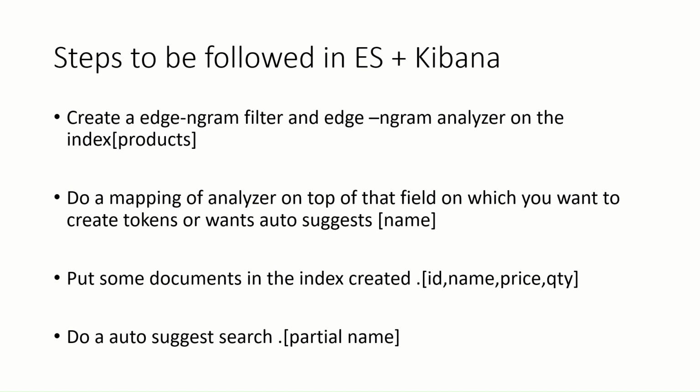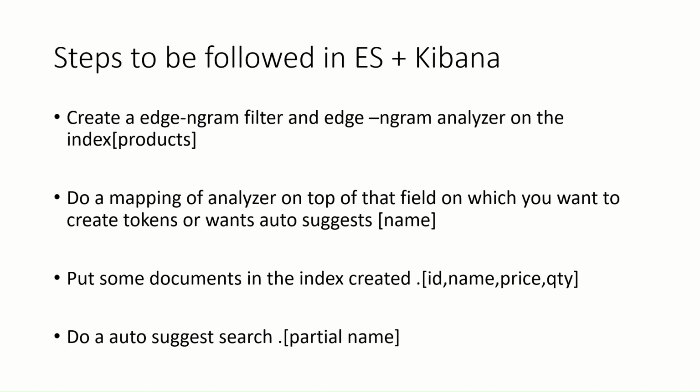Okay, so you can see the first step is to create an edge n-gram filter and edge n-gram analyzer on the index called product. So what I will do, I will create a basic Spring Boot API that will manage the products. That API will basically do an insert and get on the index called products. I will show you all the attributes we will write in the entity of the product. So everything we'll discuss. So basically the index that we are going to create is products.